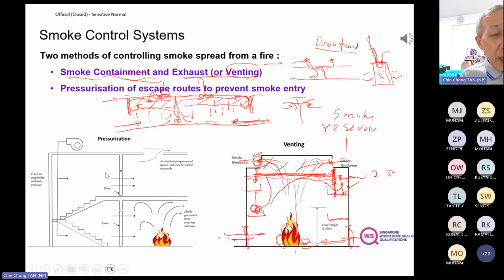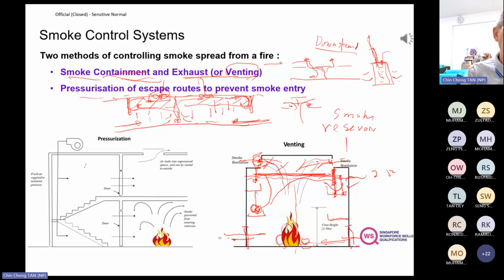Now, this is really to remove smoke. The next method is not about removing smoke. It's called pressurization of escape routes. It is to prevent smoke coming into the safe areas. Okay, what are safe areas?